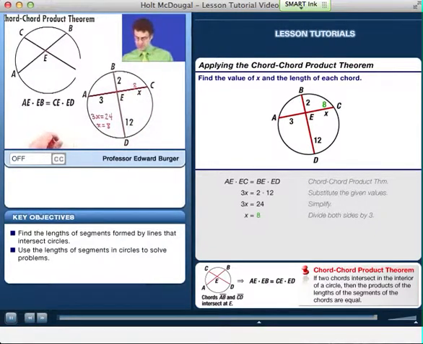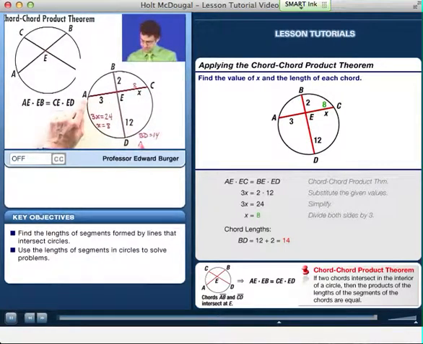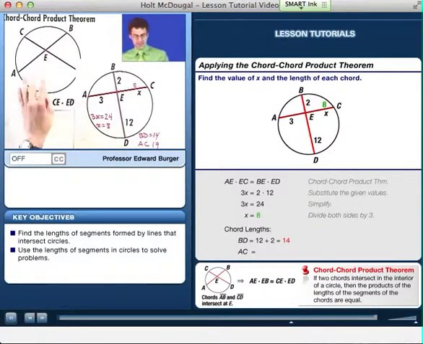What are the lengths of the chords? Well, this chord's actually pretty easy to find out. This is just 12 plus 2, so that's 14. So we have that BD equals 14. And what's AC? It's going to be 8 plus 11, which is 19. So you can see that this is a great chord product theorem.